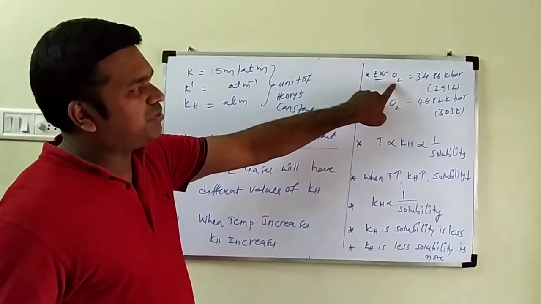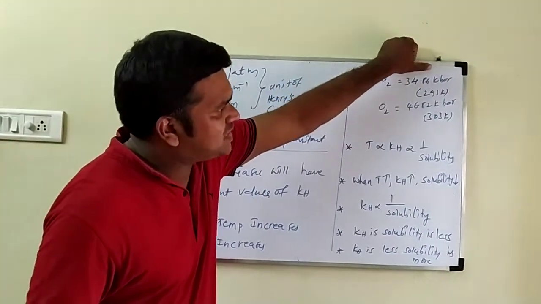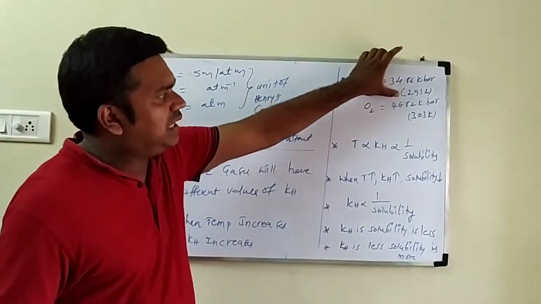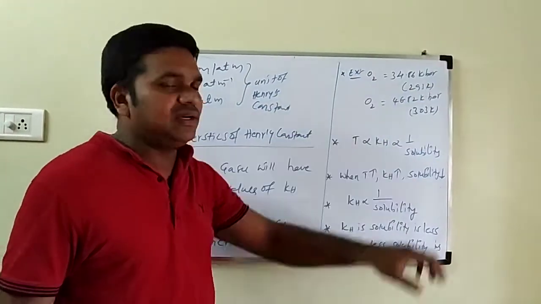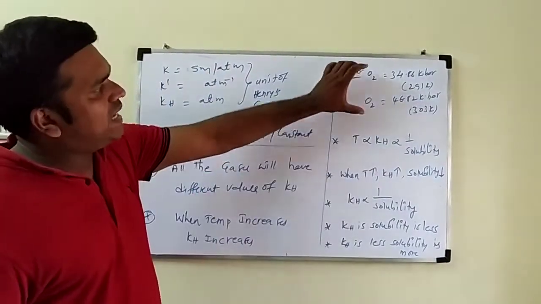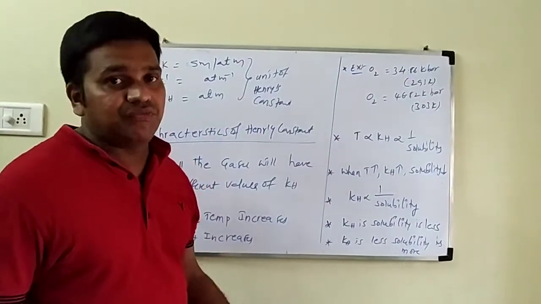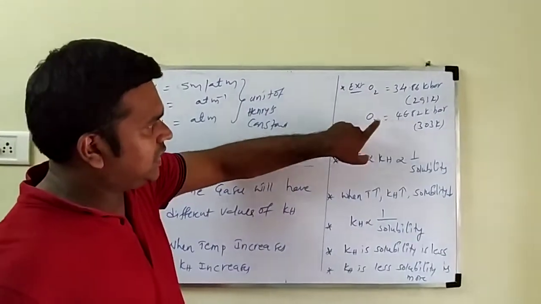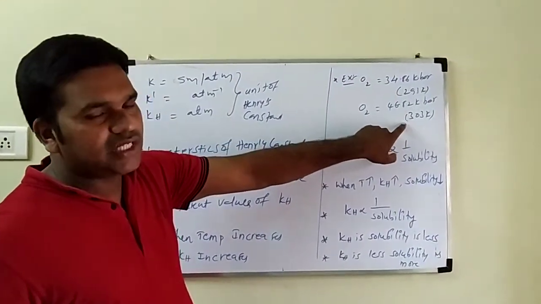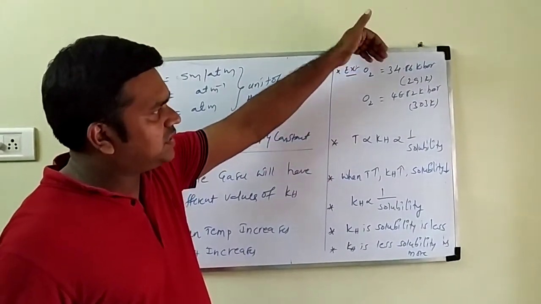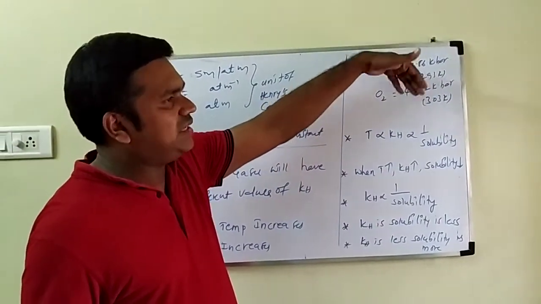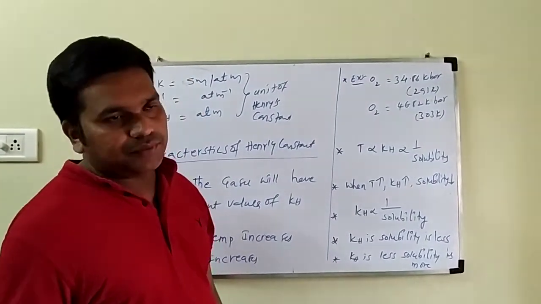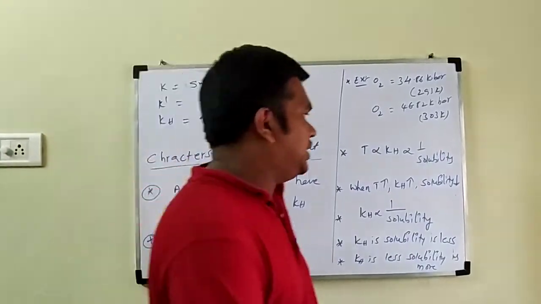For O2, we observe a value of 34.86 kilobar at 293 Kelvin, and the same O2 has the value 46.82 kilobar at 303 Kelvin. The gas is the same, but the temperatures are different. The point is, when the temperature increases, KH increases. Here the temperature increases from 293 to 303 Kelvin, and KH increases from 34.86 kilobar to 46.82 kilobar.